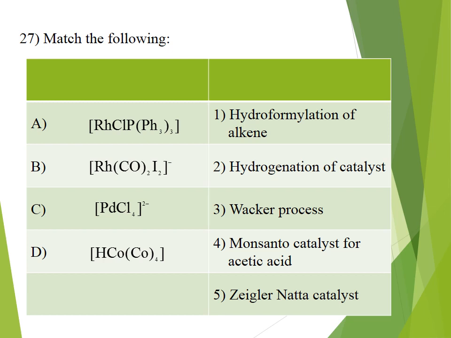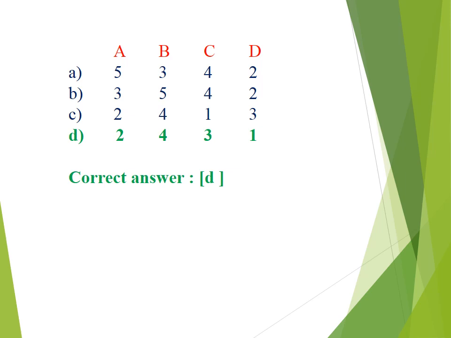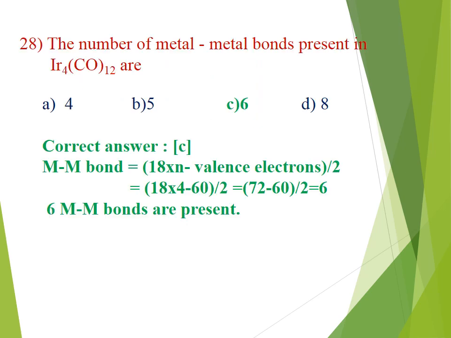27. Match the following. Option A, that is, complexes are given and their activities are given. For question 27, these are well known. The correct option for this question is D, 2, 4, 3, 1. Correct answer for this question is D.